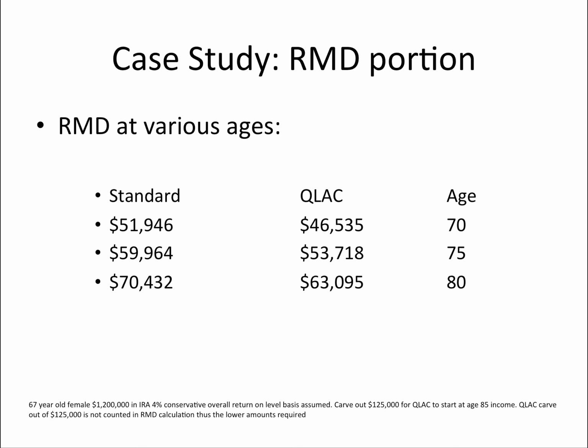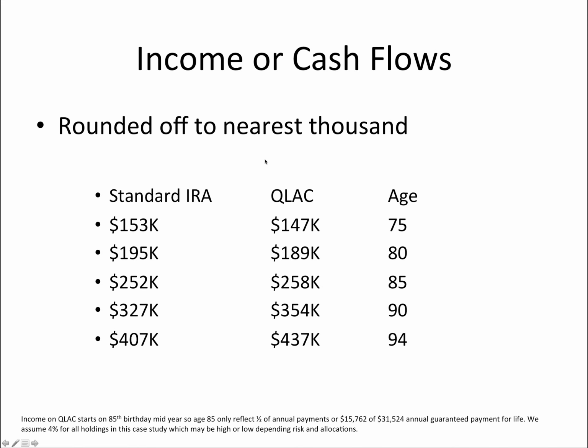Now we're going to look at cash flows. We've rounded off the income. At ages 75 and 80, you can see that the standard IRA pays a little bit more. However, the QLAC makes up for it at age 85 forward. We can see that the income is higher under the QLAC. So if somebody is going to live a really long time, and they sense that and have that in their genes and their health, this is a strategy they may want to consider.